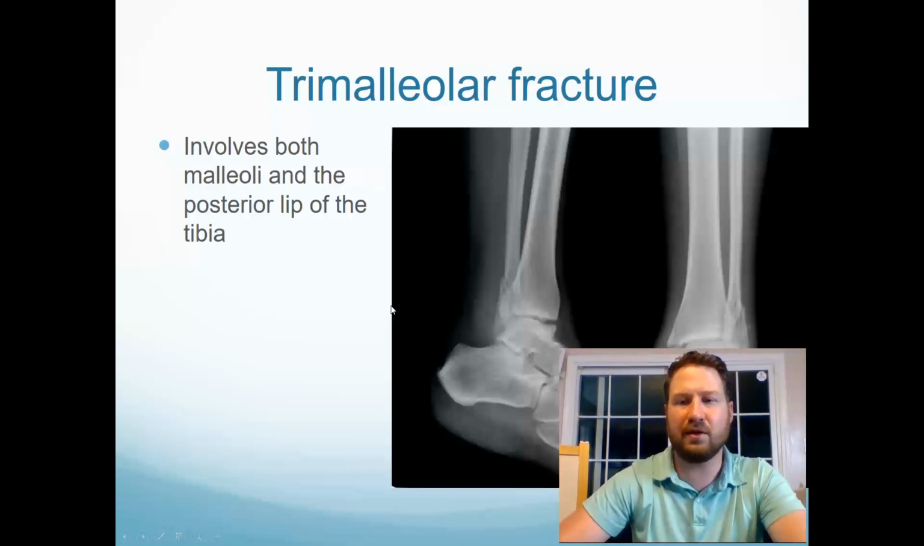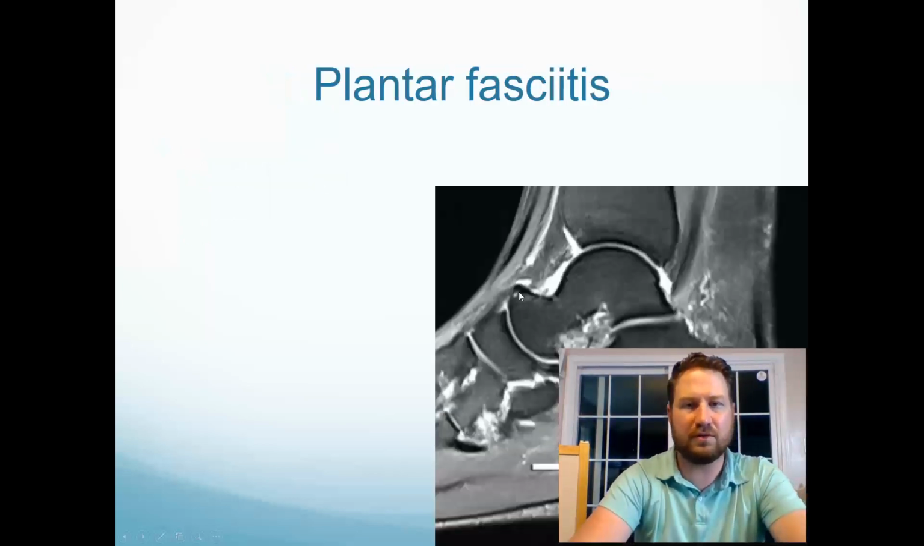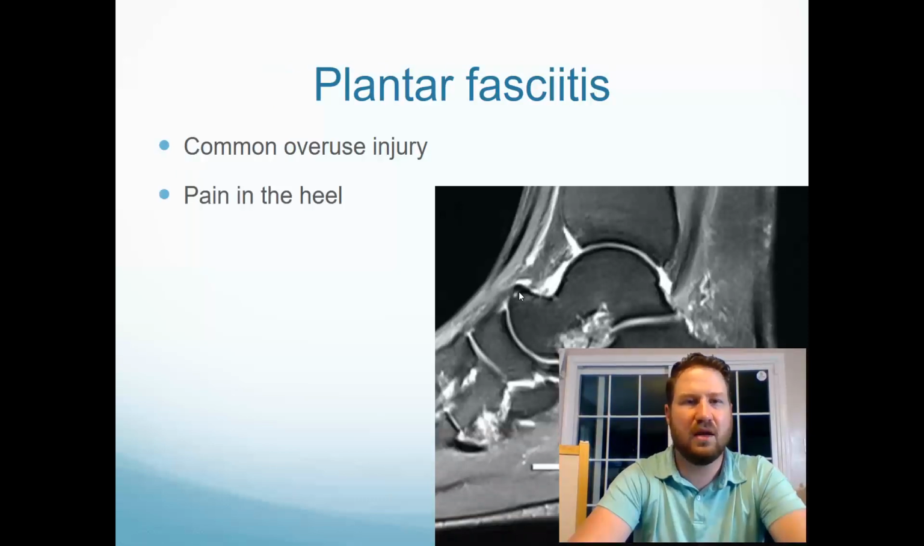And our trimalleolar fracture is where we have 3 malleoli. Now, I know we've only talked about 2, okay, so there's our medial, there's our lateral, but you also have a trimalleolar fracture back in there that also is our 3rd malleolus on the back of the tibia that can also be fractured. Okay.